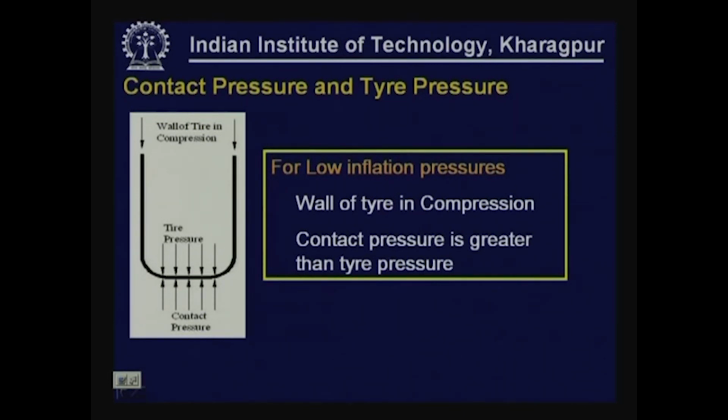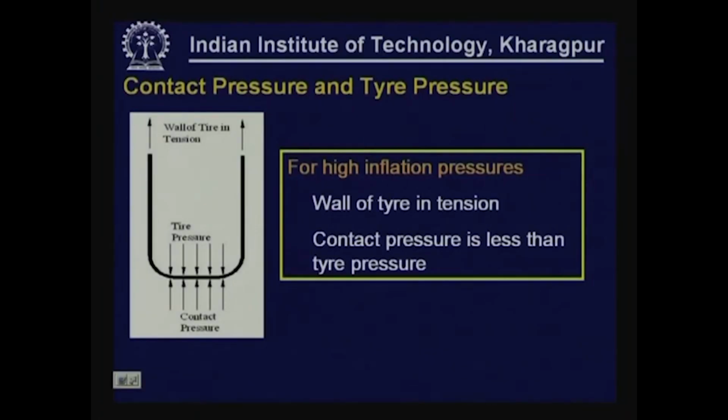If the tire inflation pressure is low, how low is a function of the type of tire that we are using and the type of pavement that we have there. Taking into consideration all those things, if the pressure is low, then the walls of the tires will be in compression. As a result the contact pressure is going to be greater than the tire pressure. So obviously the contact pressure cannot be taken exactly equal to the tire pressure; it has to be something different, it will have to be more than the tire pressure.